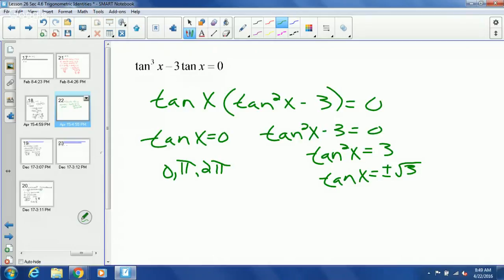Where is tangent of x equal to either plus or minus the square root of 3? Why do I use both of them? Because I was working with the whole unit circle. Remember, that goes back to what they told me my conditions were. So you should get pi over 3, 2 pi over 3, 4 pi over 3, 5 pi over 3.